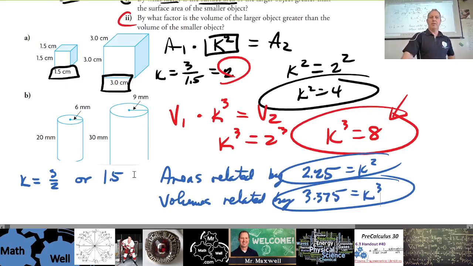Okay, so you should have, because the K is 3 over 2 or 1.5, then the areas are related by 1.5 squared, which is 2.25. And the volumes are related by 1.5 cubed, which is 3.375. Any questions about that one? Yep.